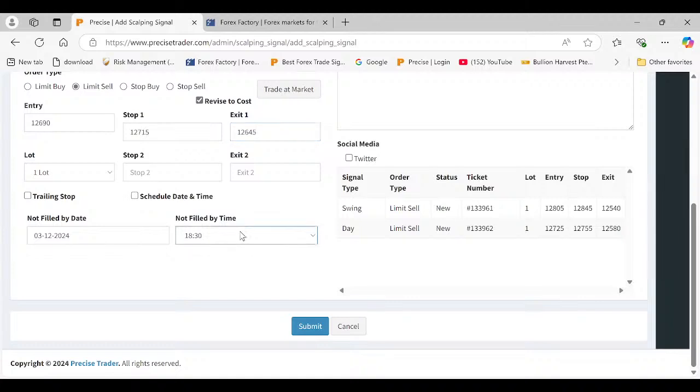Okay, and for this one, the expiry we will give another 2 hours 15 minutes.